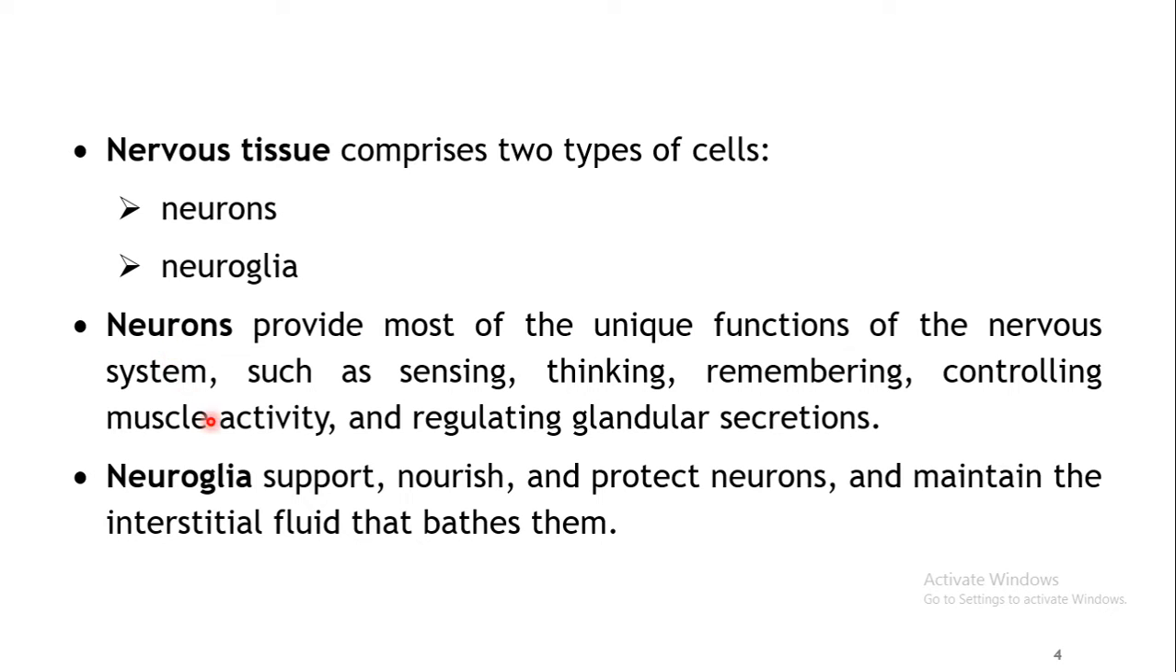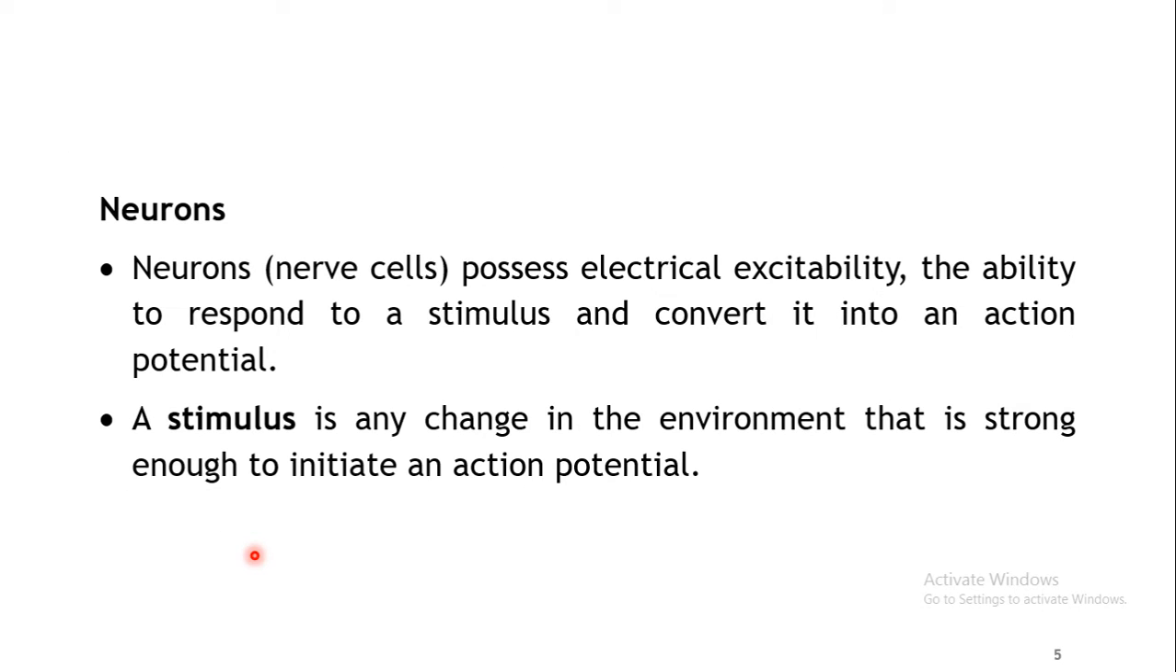Then the next type of cell is the neuroglia. Neuroglia is also called the supporting tissue of your nervous system. It supports, nourishes and protects the neurons, which are actually carrying out most of the functions of the nervous system. Neuroglia help in supporting these cells, providing nutrition to them, protecting them, and also maintaining the interstitial fluid in which these neurons are present. So these are the two types of cells.